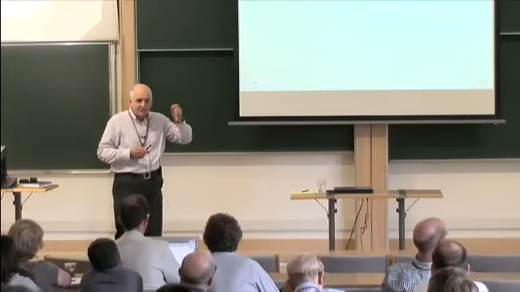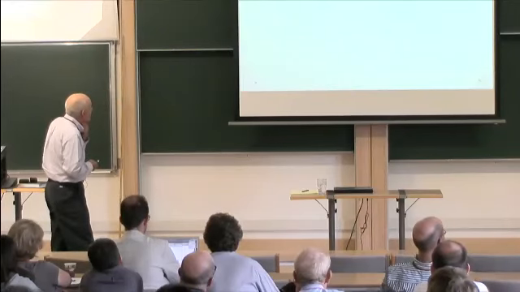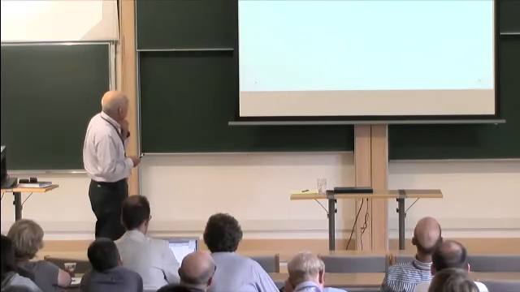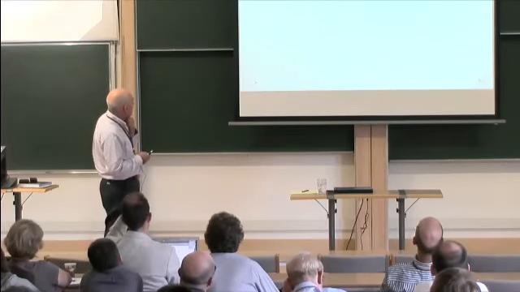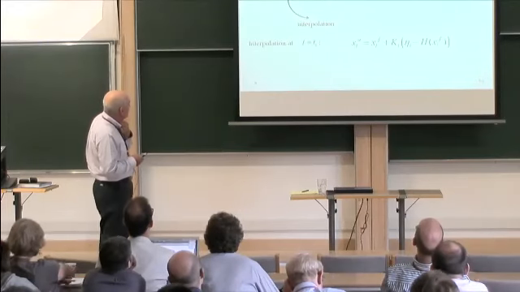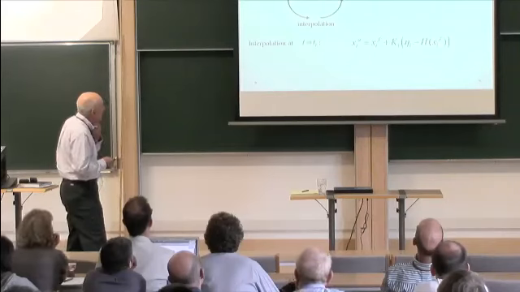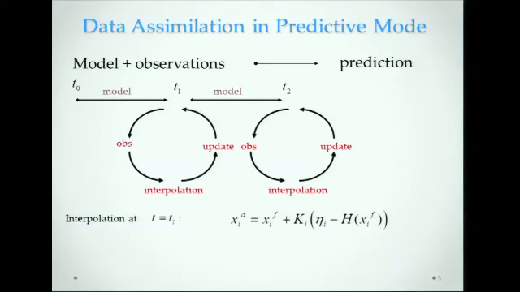So the idea is you're going to do this step by step. So you've got model and observations, and you want to make a prediction. You start at T0, you run the model to T1, you make an observation. You somehow do the interpolation in this way, you then update, you go back to T1 and you start again, you run the model again to time T2, you go through that process again and so on.